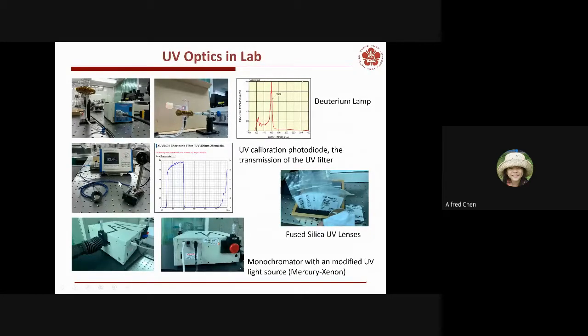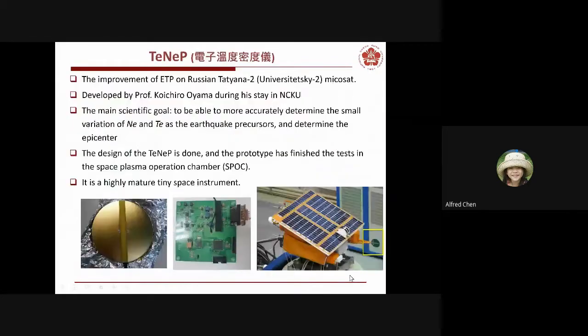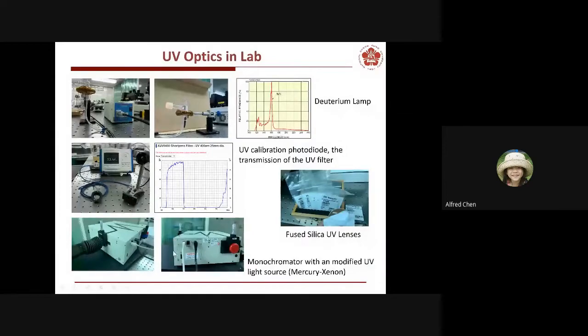And then we also upgraded our photometers to have a UV photodiode. These are the curves of the filters. And then we also have more parameters with modified UV sources, so it can generate the light for our calibration. And then we also prepared the fused silica UV lens for the optical calibration and the test.